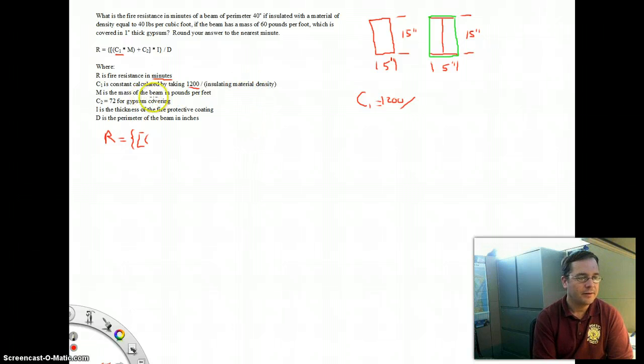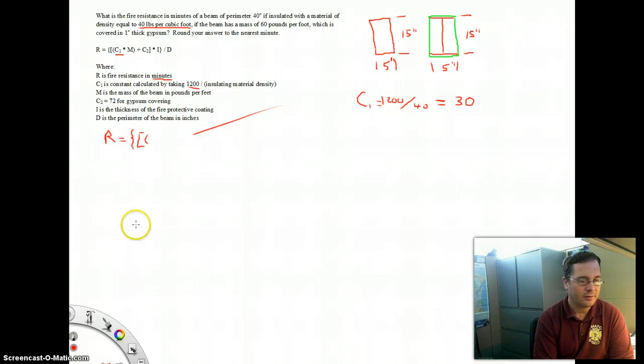So let's see if they give it in the problem. Yep. The insulated with a material equal to density equal to 40 pounds per cubic foot. So 1200 divided by 40. And normally we would like to associate units with this, but some of the information the text is given is incomplete in terms of the units of some of the terms. So in this case, we're just going to get the number. So 4 goes into 12 3 times, 40 goes into 1200 30 times.